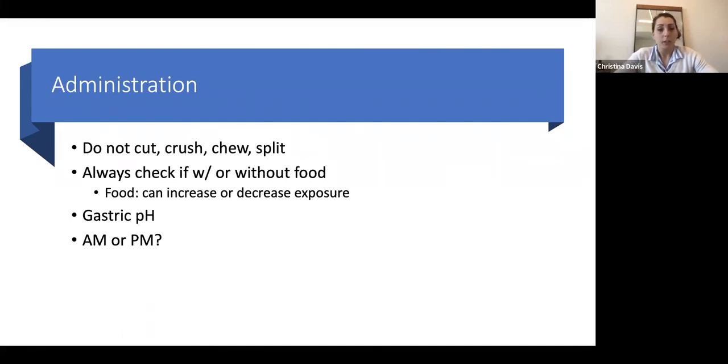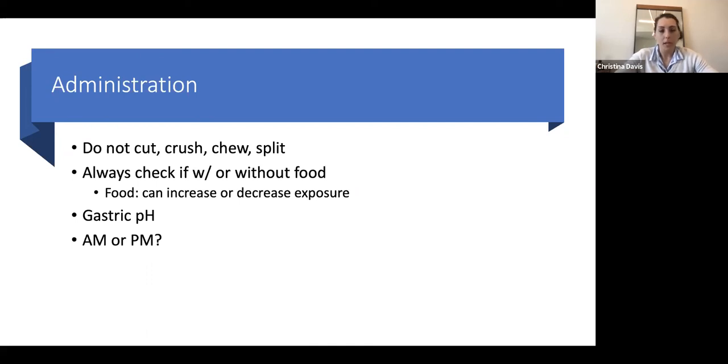And then in terms of gastric pH, we'll talk again more about this in the drug interaction section, but for many drugs, absorption is affected by gastric pH. So if it shouldn't be administered within a certain number of hours of antacids or anything like that, then that is something that needs to be discussed.